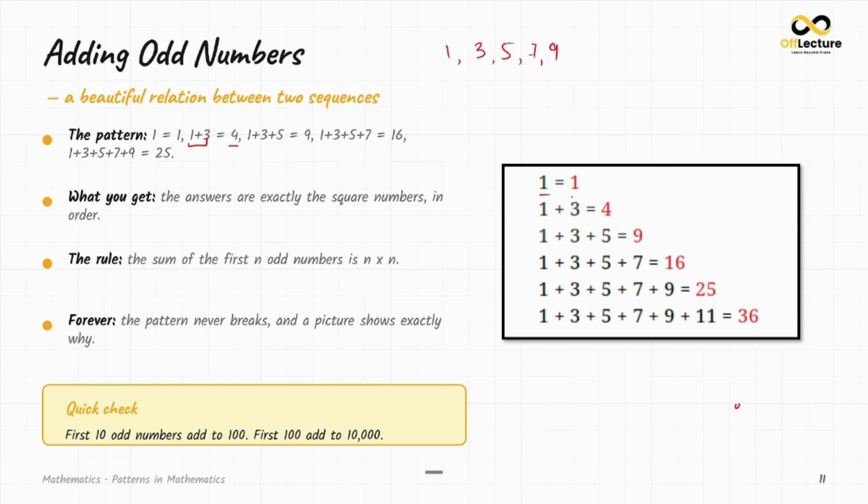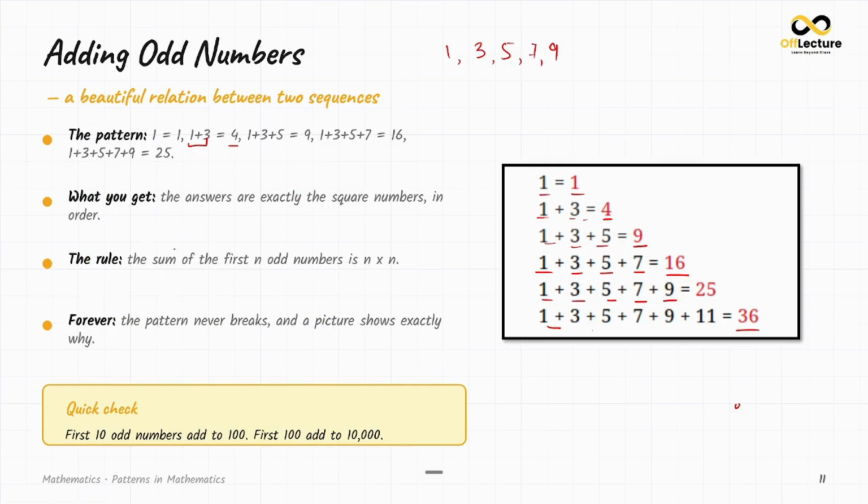So if we just keep 1, we will get 1. If we add 1 plus 3, we will get 4. 1 plus 3 plus 5 will give you 9. 1 plus 3 plus 5 plus 7 will give you 16. 1 plus 3 plus 5 plus 7 plus 9 will give you 25. And 1 plus 3 plus 5 plus 7 plus 9 plus 11 will give you 36.